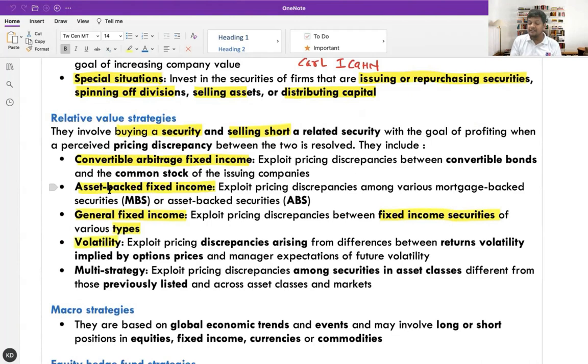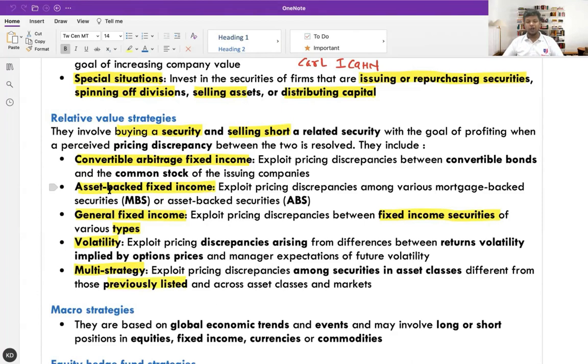Same way, volatility. If they feel that the volatilities will change, they will probably buy one and sell another where they feel the volatilities will change, especially with options. You know that when the volatility increases, the value of call and put both increases, right? So if they feel that the volatility for one call will increase and the other will decrease, they will buy this and they will sell another. Clear? And then you have multi-strategies where there can be a plethora of strategies which may not fit in the above criteria, right? So they exploit discrepancies among securities in asset classes which are different from the ones which we have listed here.